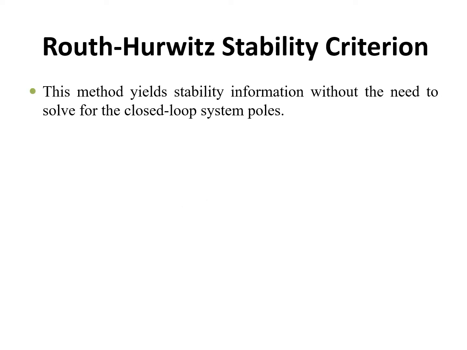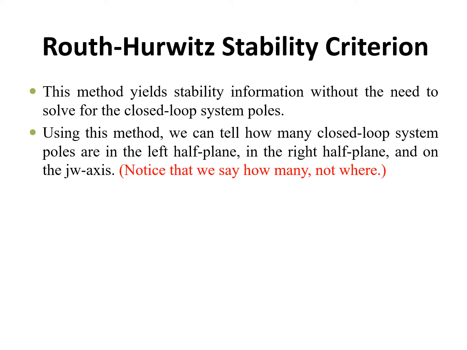Now this method basically deals with the stability information without the need to solve the closed loop system poles. That is, without determining the location of the poles, we can just judge whether a system is stable or unstable. And we can also tell how many closed loop poles of the system lie in the left half of the S plane or in the right half of the S plane along the j omega axis.